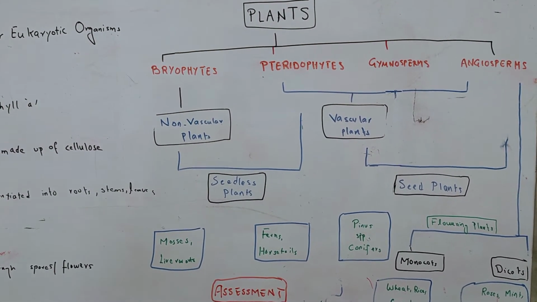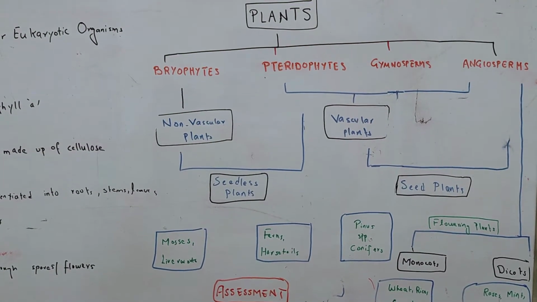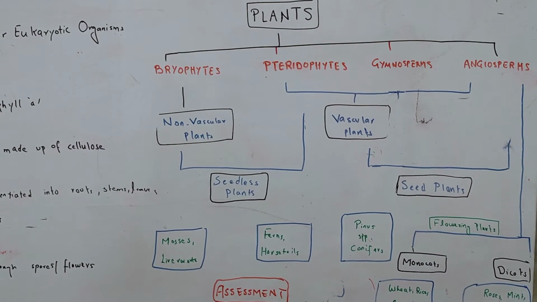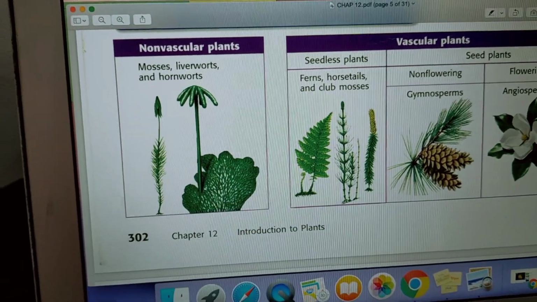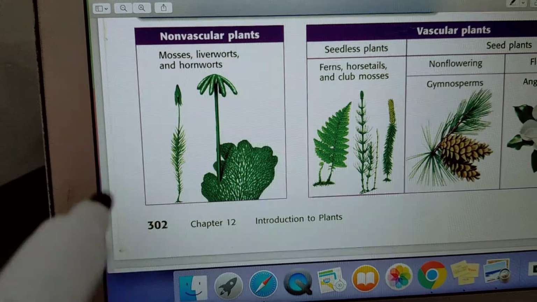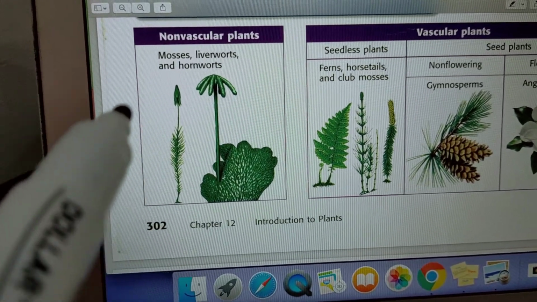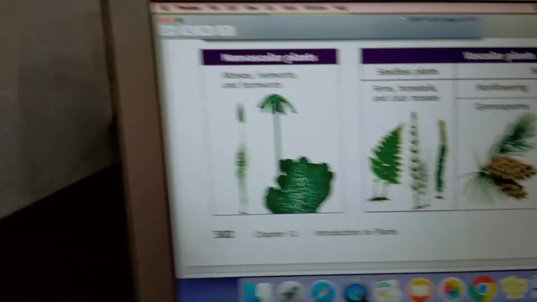In addition to this, bryophytes grow in an area which is generally rich in moisture. So, examples of bryophytes are some mosses, liverworts, and hornworts. As you can see here, these are bryophytes, which are non-vascular plants.